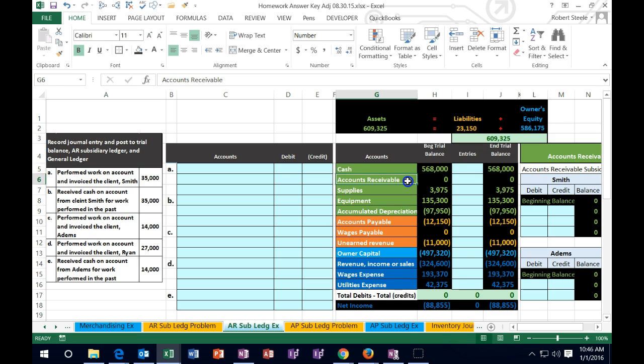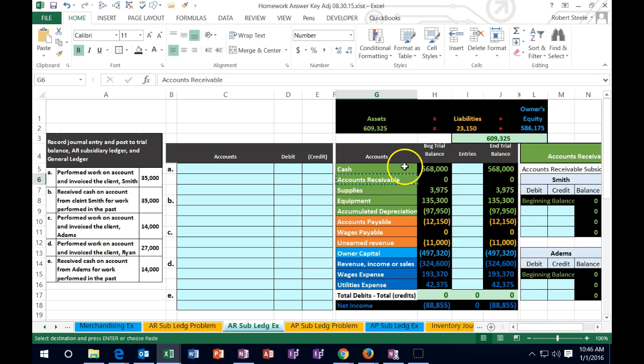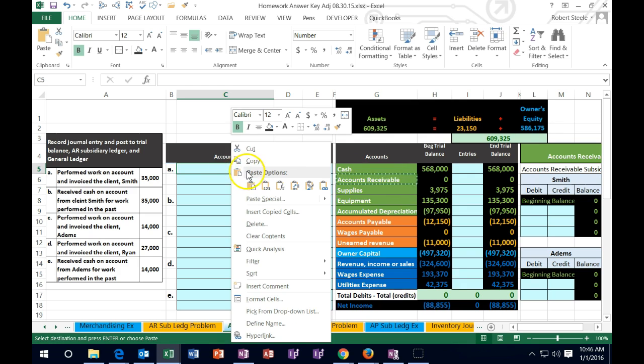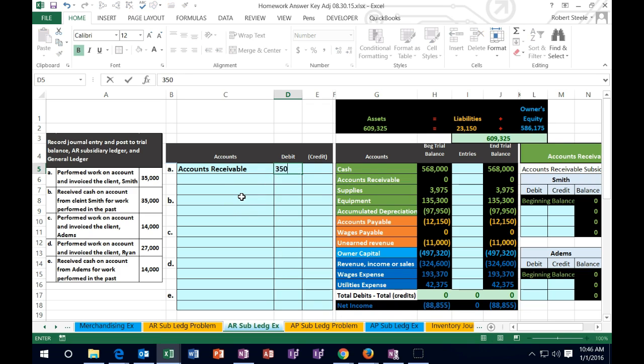And that is an asset account. It's just under cash, and assets have debit balances. We need to make it go up. How do we make something go up? We do the same thing to it as what it is, which in this case would be another debit. So I'm going to debit the accounts receivable. I'm going to copy that, right click, copy. And then I'm going to put my cursor in C5 and then right click and paste values. So we're pasting just the values, not the formulas, and we'll keep the cells looking like they are in that blue color. And then we're going to put the amount, 35,000.